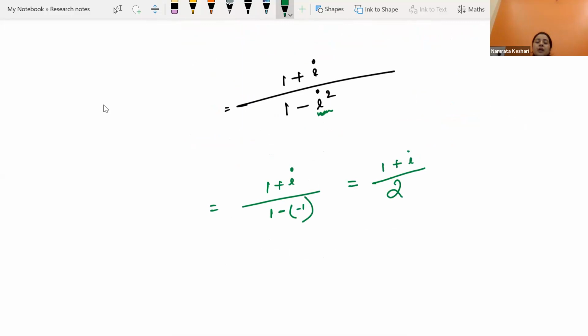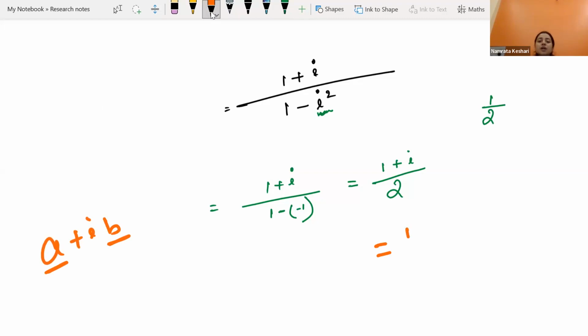No, ma'am. Now can you tell me what is the real part, what is the imaginary part? 1 by 2 is real part and i is imaginary part. We will be writing it in the form of a plus ib, and then we will say a is the real part and b is the imaginary part. Let's write it in the form of a plus ib.